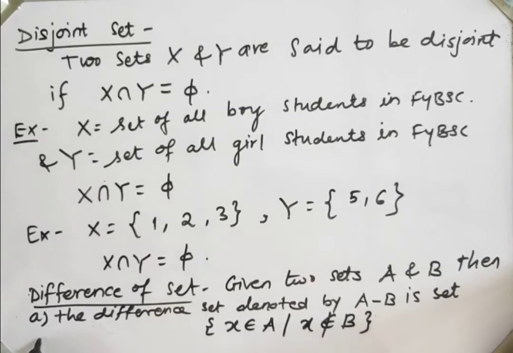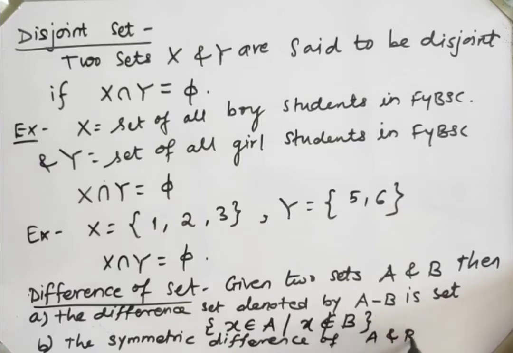And the second property, the symmetric difference of A and B, is defined by A minus B union B minus A.